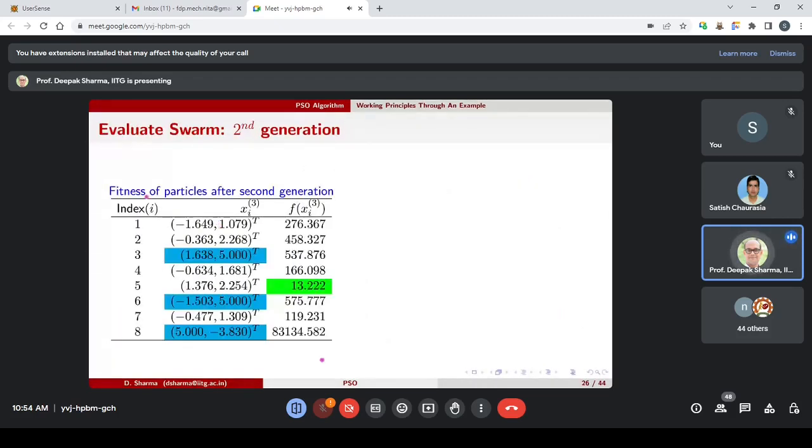Now here you can see this is the fitness of the particles after the second iteration. In the blue color, you can see that we have changed the x2 part of particle 3 and the x2 part of particle 6. We put it as 5 because that is the allowed value. Similarly, for particle 8, x1 is also 5 because that is the allowed value. Based on that, if we calculate the fitness, the observation is that solution 5 has a fitness of 13.